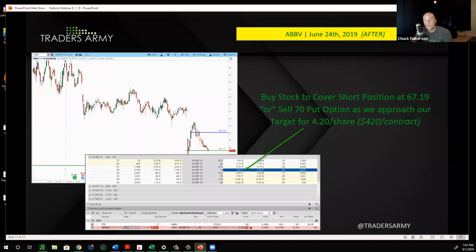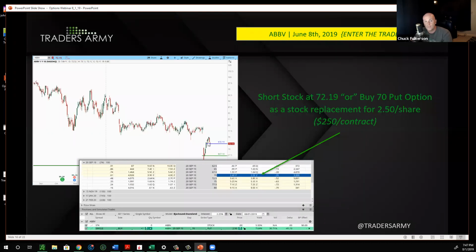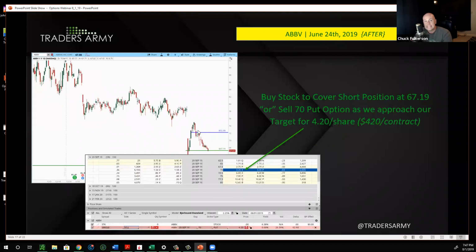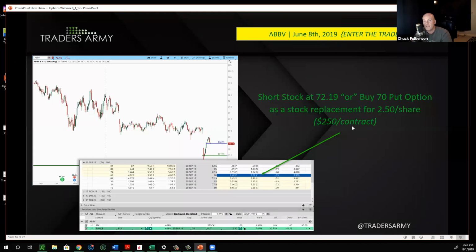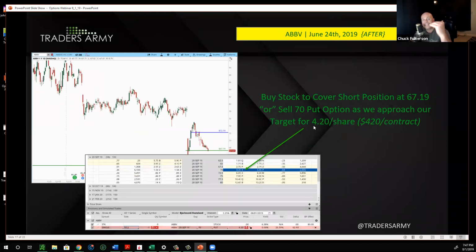So price broke below our line of support, broke through that area of support, that demand area, and continued to move down to its target. Now, this was a short opportunity, and you buy to cover the stock at $67.19, or you just sell that 70 put for $4.20. Remember, you bought it for $2.50, you sell it for $4.20. So this is a down position on a breakdown.